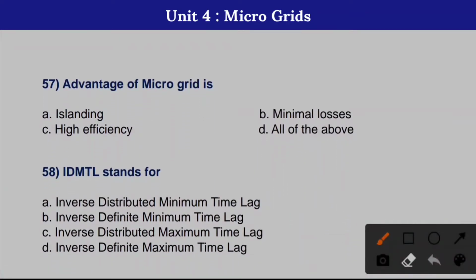57. Advantage of microgrid is. Here correct option is option number D, all of the above, means A, islanding, B, minimal losses, C, high efficiency. 58. IDMTL stands for. Here correct option is option number B, inverse definite minimum time lag.